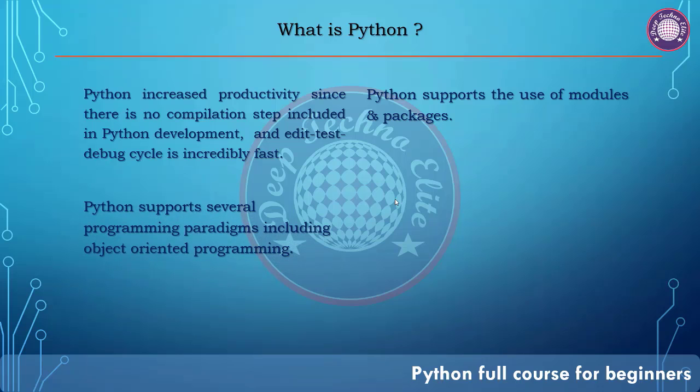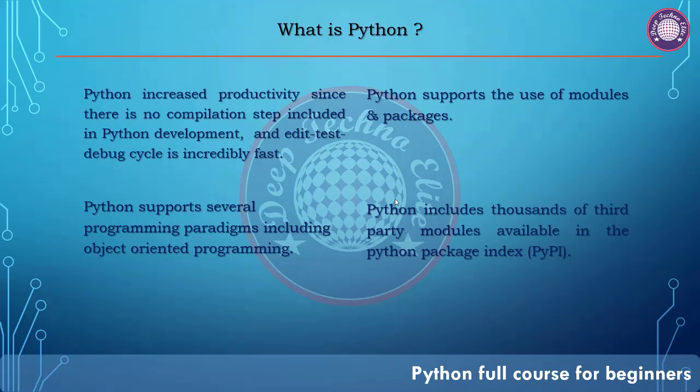Also, Python is a programming language that supports several programming paradigms, including object-oriented programming. Python includes thousands of third-party modules available in the Python Package Index. The Python Package Index provides popular packages for different expertise, like Django for web development and NumPy, Pandas and Matplotlib for data science. So, here we have seen what is Python.